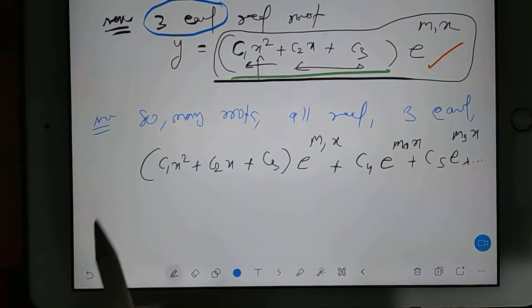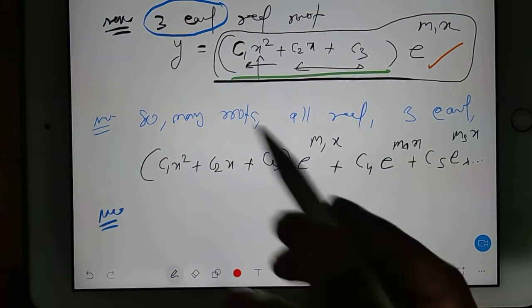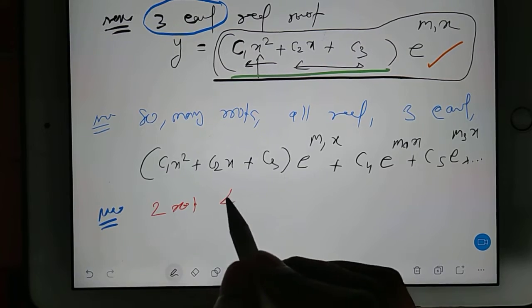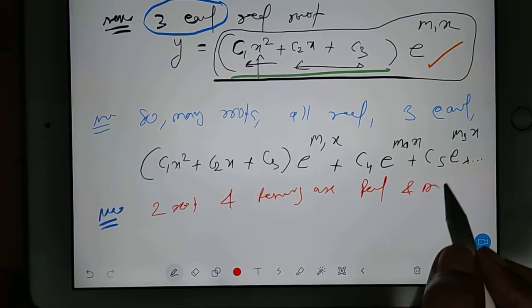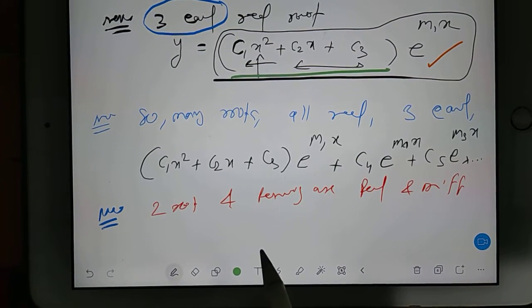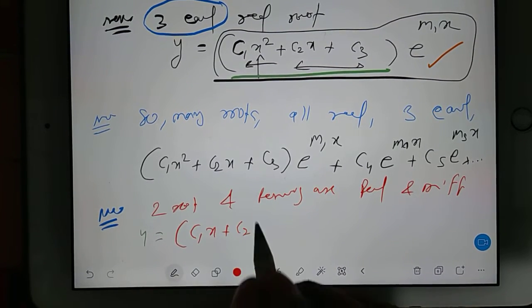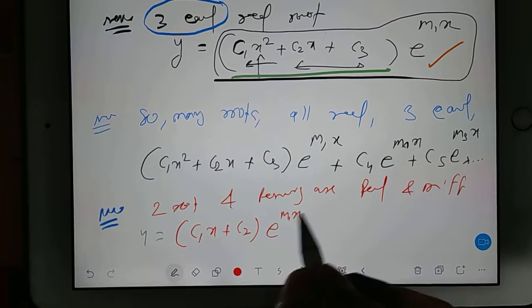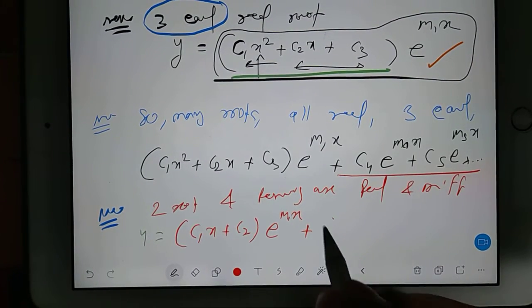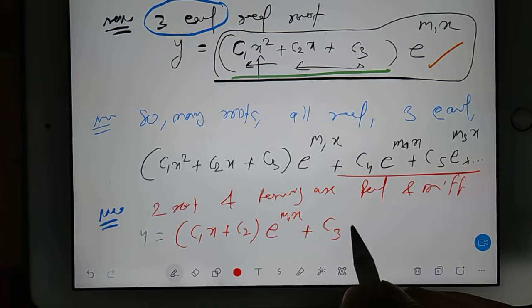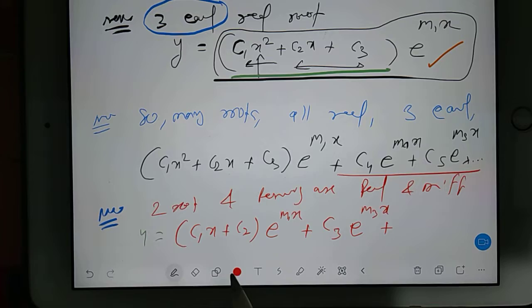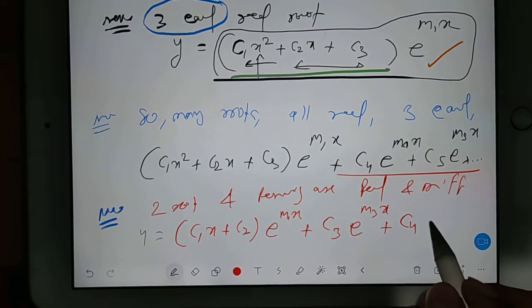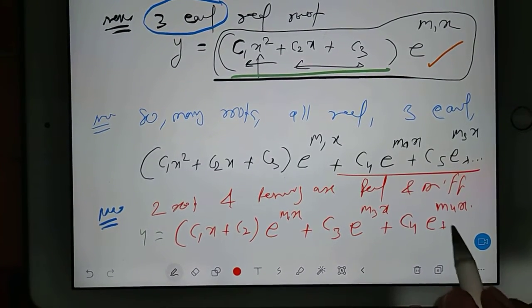What if, suppose you have only 2 roots equal and the remaining are real and different? I hope you got the logic. Then you will follow y is equal to c1x plus c2 e power m1x. Remaining you write like this, but it will start from c3 e power m3x. Then you write the 4th term also, c4 e power m4x plus dot dot dot.